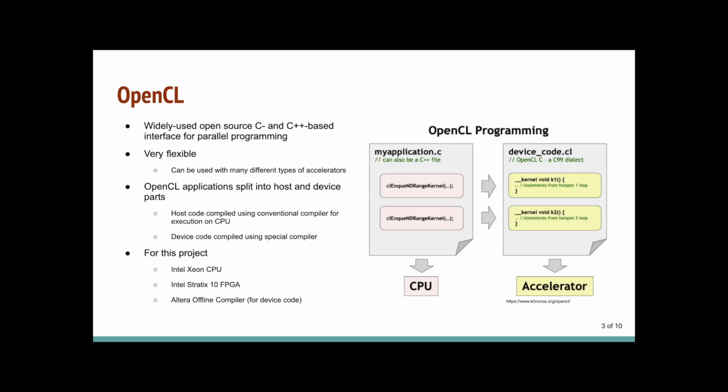OpenCL is a widely used open source C and C++ based interface for parallel programming. It's very flexible and can therefore be used with many different types of accelerators. In this case, we're using it with FPGA. OpenCL applications are split into host and device parts. The host code can be compiled using a normal compiler for execution on CPU, and the device code has to be compiled using a special compiler. So for this project, we used an Intel Xeon CPU and Intel Stratix 10 FPGA and the Altera offline compiler for the device code.